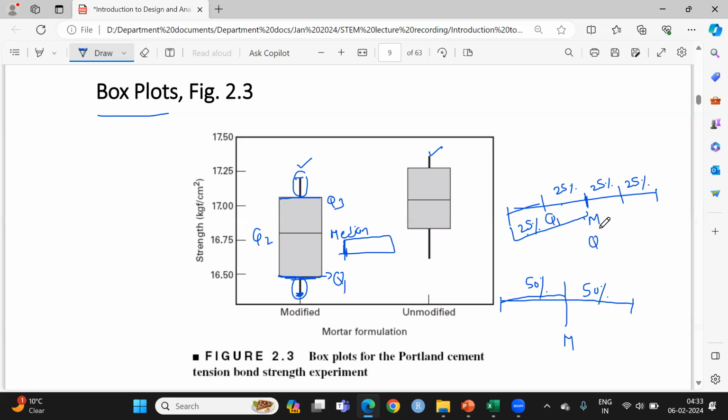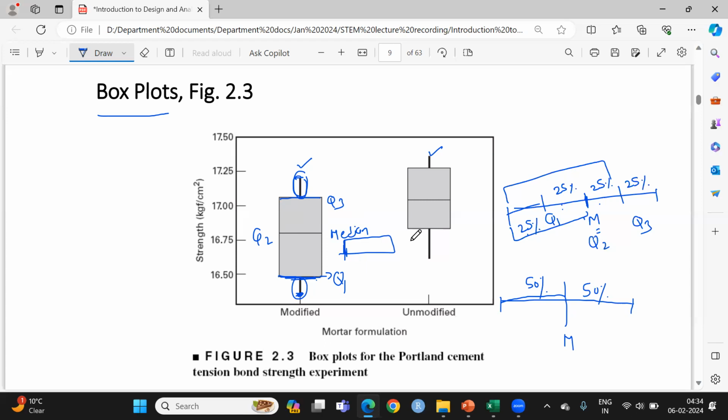So this is called M or Q2. Both have the same meaning. And when you club all three sections, 25%, 25%, 25%, it becomes 75%, so this is called Q3. Here you can see that before Q1 we have covered 25% of the observations. From Q1 to Q2 shows 25% of the observations, and from Q2 to Q3 again 25%, and the remaining 25% is shown through this whisker value. Okay, the idea is clear.